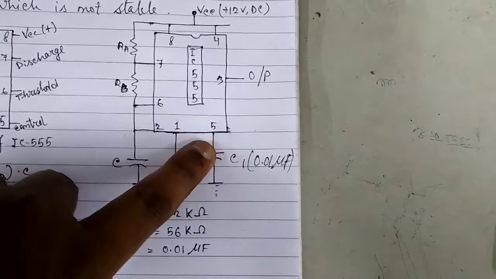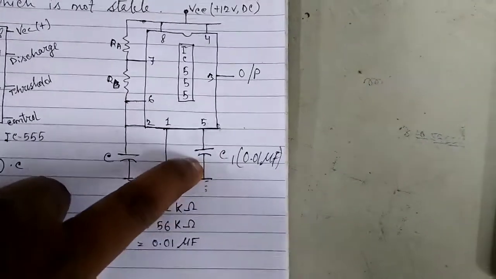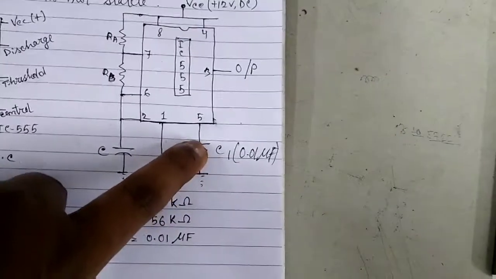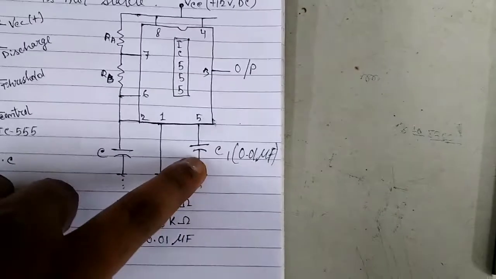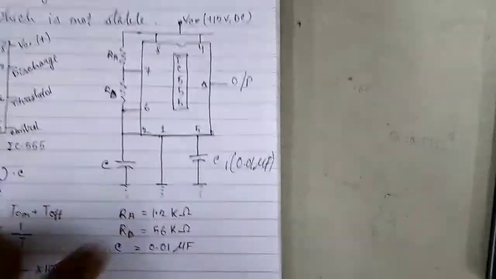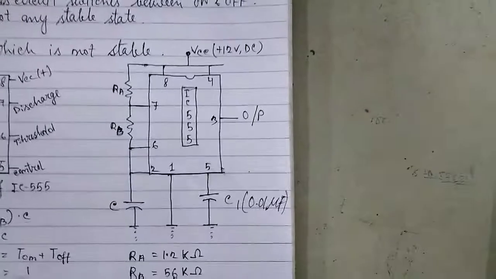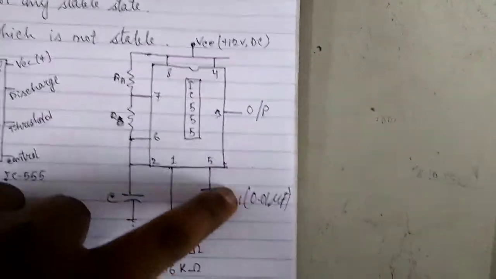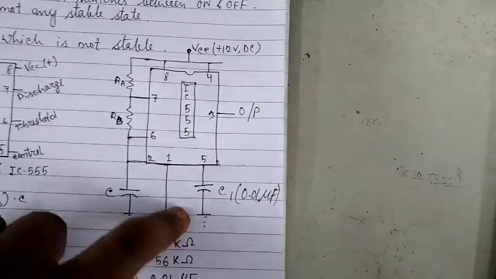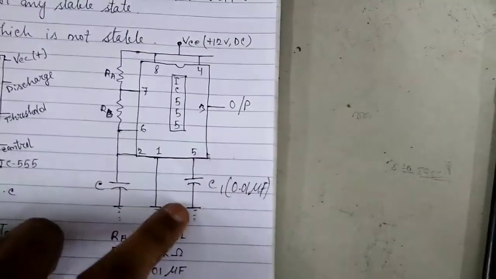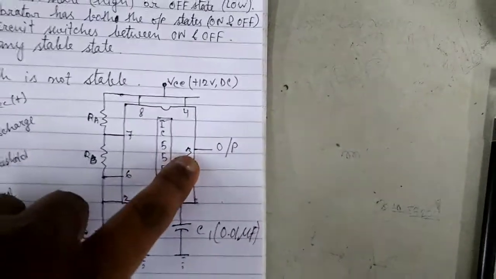Pin number 5 has a capacitor. This C1 is called noise reduction capacitor. If any noise is generated inside the IC, this capacitor reduces the noise. That is why it is called a noise reduction capacitor. And pin number 3 is for output terminal.